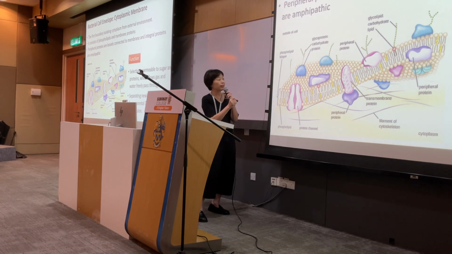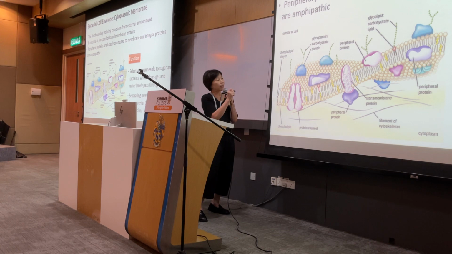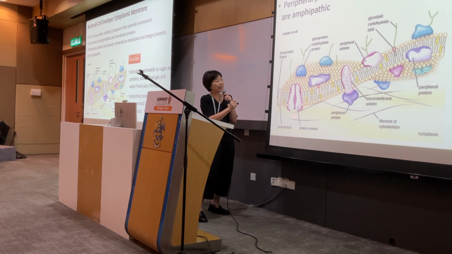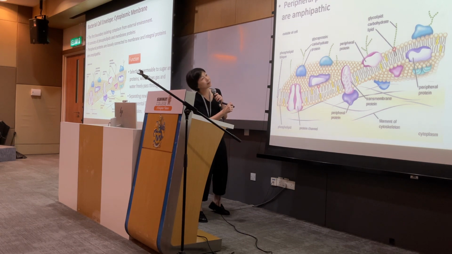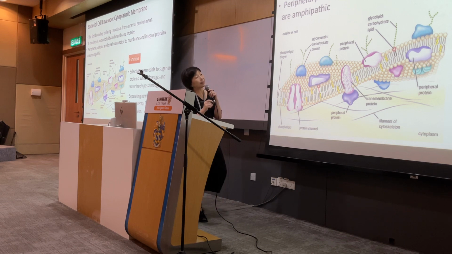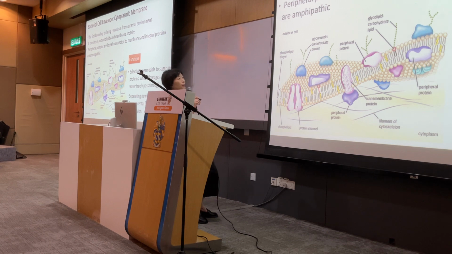Some of these proteins are very important because they form channels, and these channels are used for transportation, mainly nutrient uptake for the bacterial cells. Therefore the membrane is selectively permeable to sugar and protein, while it allows gas and water to freely pass through. Why? Because gas and water are small molecules and they have no charge.